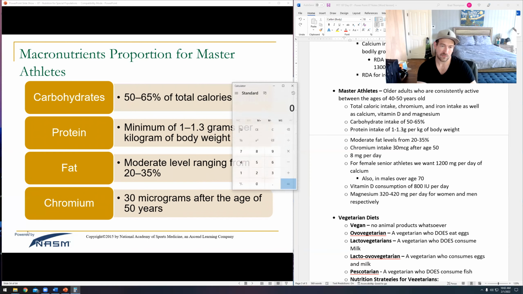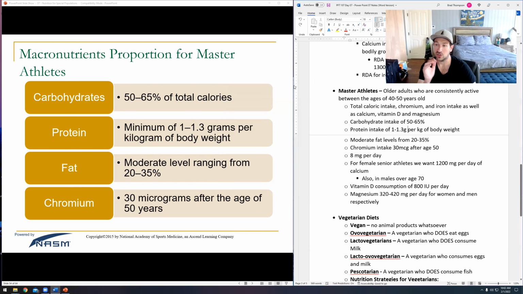So if that was me, right, that's going to be 79 kilograms times, say 1.3, it's 103 grams per day minimum to ensure that I'm maintaining muscle mass. If I'm exercising, I'm going to need even more than that. Moderate amount of fat, that's totally normal. 20 to 35% is what we normally see.